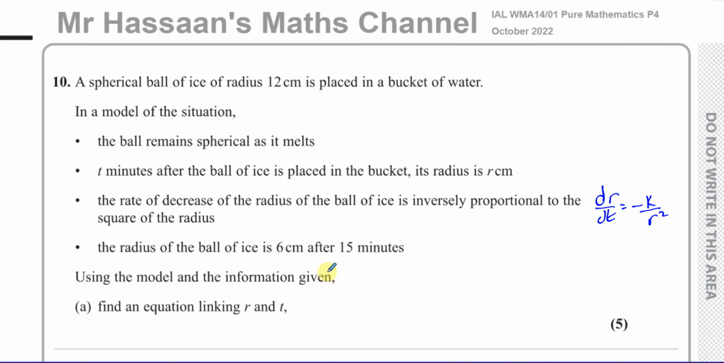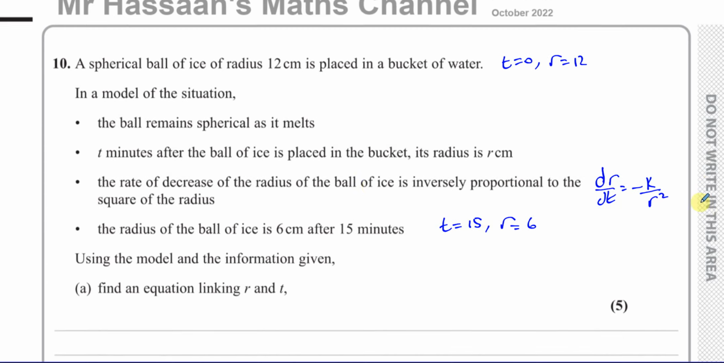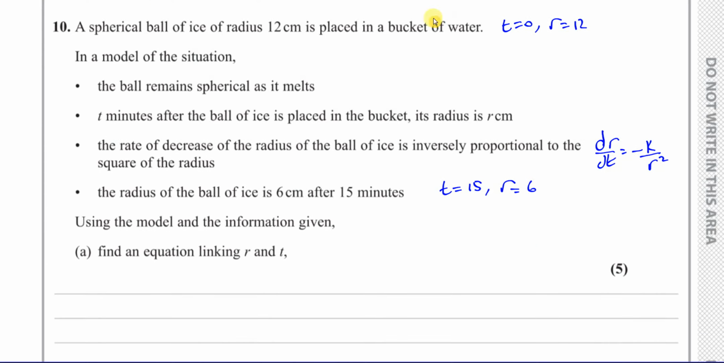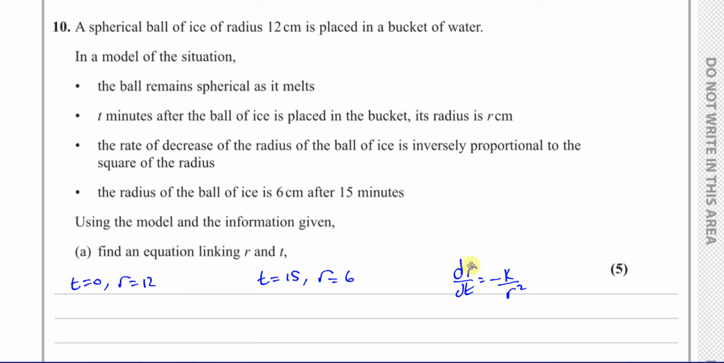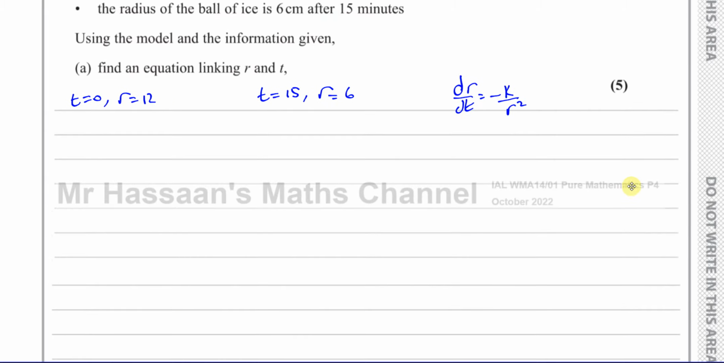The radius of the ball of ice is 6 centimeters after 15 minutes. So we can say when t equals 15, r will be 6. And when t equals 0, r equals 12. It starts off at 12 centimeters. So we can derive these pieces of information, and I'll put these over here, and that might help us.